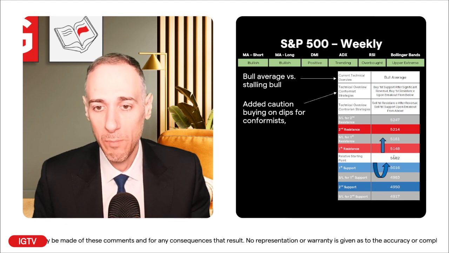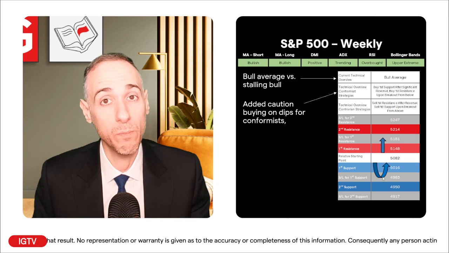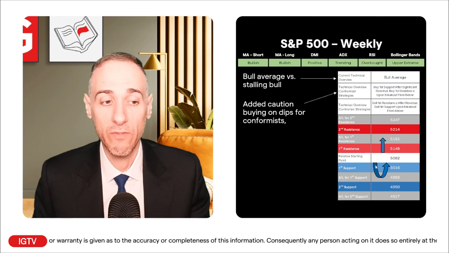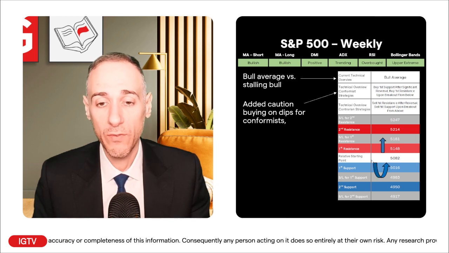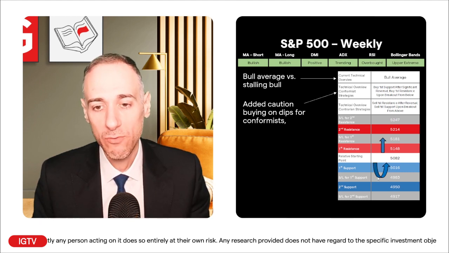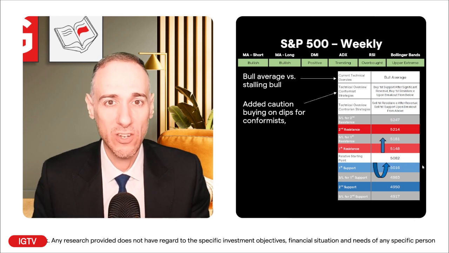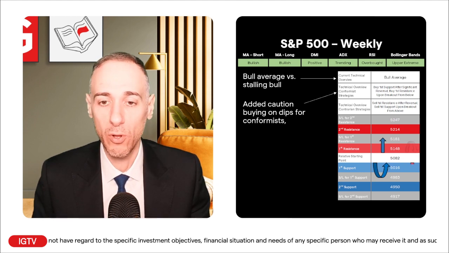Essentially, the same part is going to be that you've got buy breakouts off the first resistance. But when it comes to the first support, and this is for this week, by the way, the week of February 26th, but off the first support, there's a bit more added caution for conformists buying after a significant reversal instead of after just a simple reversal. And that's essentially the key difference between a bull average and a stalling bull.